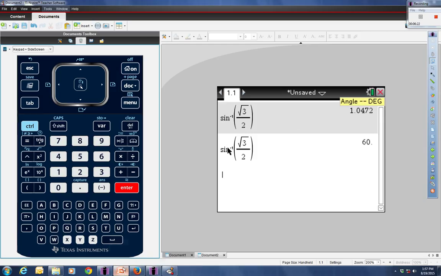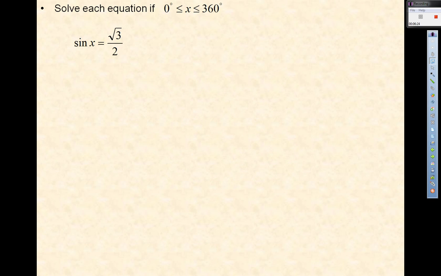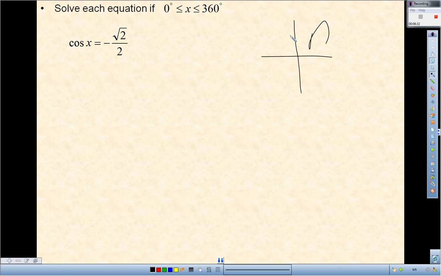Let me go back to my PowerPoint, and then from current slide. So let's look at this one. Cosine of x is equal to negative square root of 2 over 2. So again, let's do a smart trig class. What two quadrants would we be looking at? We would only be looking at quadrants 2 and 3. The reason is because in quadrants 1 and 4, cosine is positive, so we're not going to be looking in there.